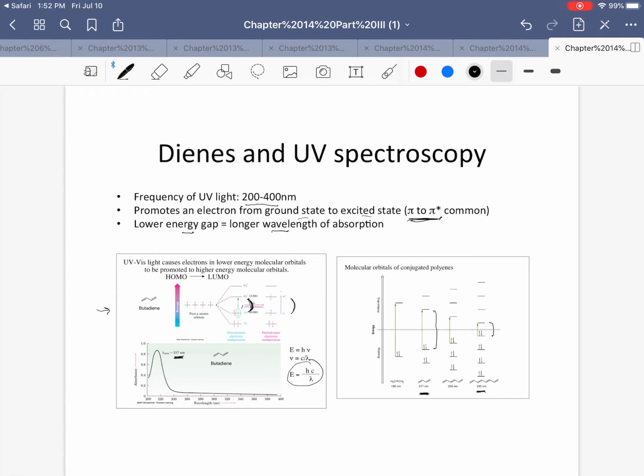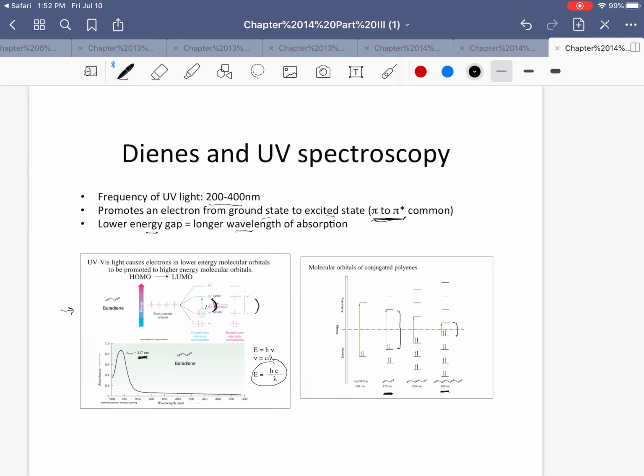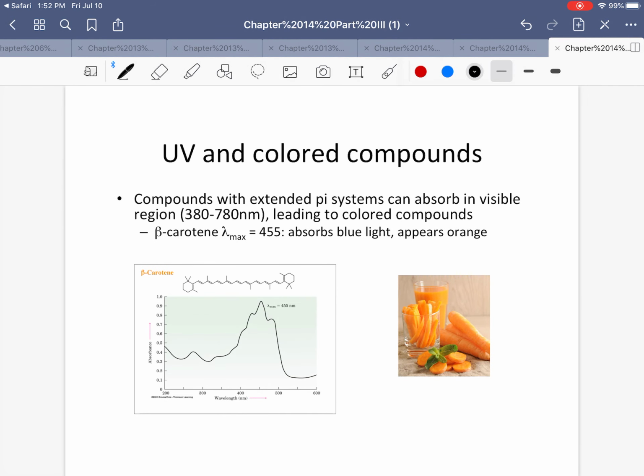So there, before NMR, you still can use UV spectroscopy to indicate what kind of conjugated diene systems are present. Although usually what it's used for now is just an analytical tool as a detector on chromatography systems. So one other application of this is dyes and colored compounds. So compounds that have extended pi systems actually can absorb all the way up in the visible range, 380 to 780 nanometers, and that gives colored compounds.